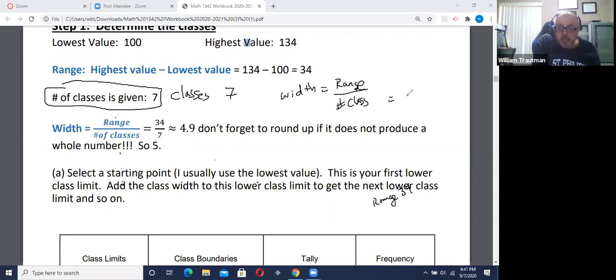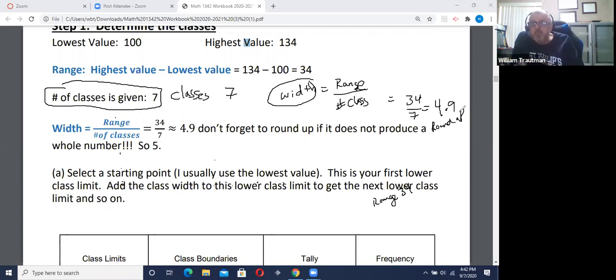Our range, we said, was 34. The number of classes is 7. When I put that in my calculator, I get about 4.9. Well, if you get a decimal, you always have to round it up to find the width. So we're trying to find our width. When you do class width, you always round it up to the next whole number. 4.9 rounds up to 5.